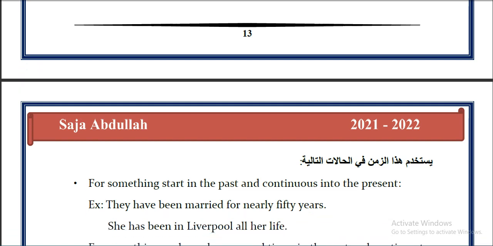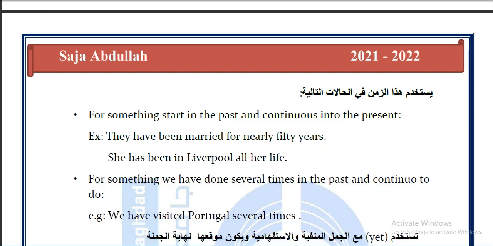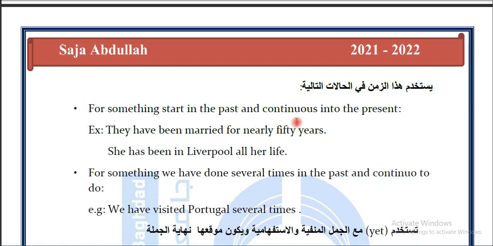We use present perfect for something that starts in the past and continues into the present. For example, when we say they have been married for nearly 50 years. Fifty years ago, they got married, and from then till now they are still married, so the action continues from the past into the present. She has been in Liverpool all her life, okay?